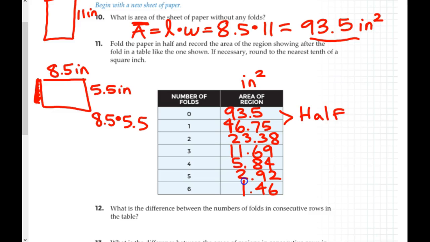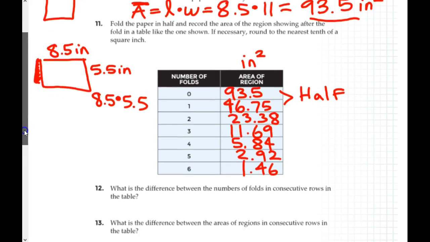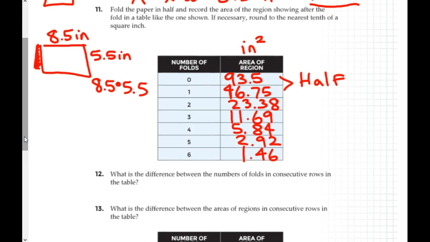Okay? So again, when you fold it in half, the area cuts in half. You fold it in half, the area cuts in half again. Do you think this is linear? Half is not subtracting or adding the same number. It's actually multiplying by a fraction, 1/2. So the first question is, what's the difference between the number of folds? Again, the difference between the number of folds each time is what? 1, right?